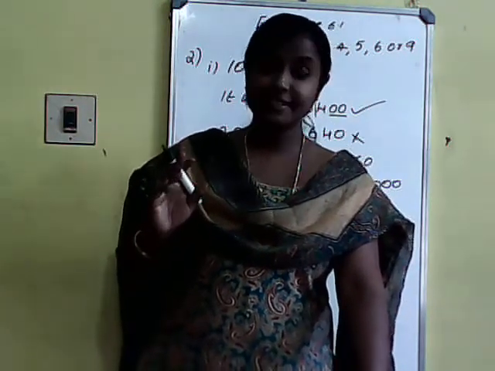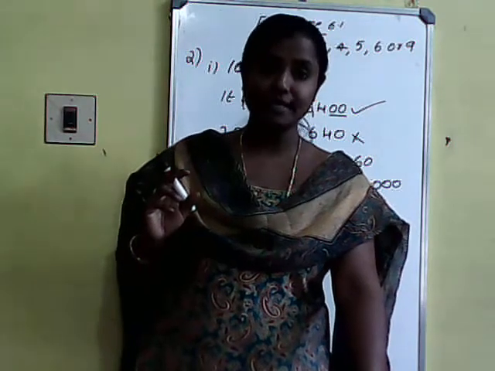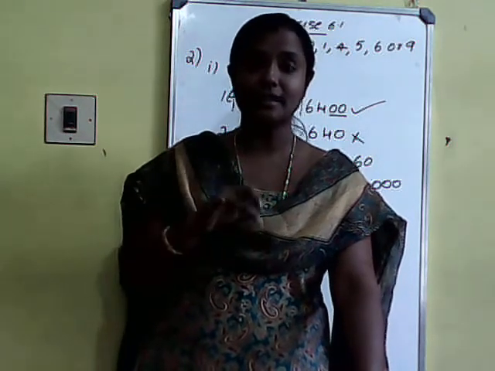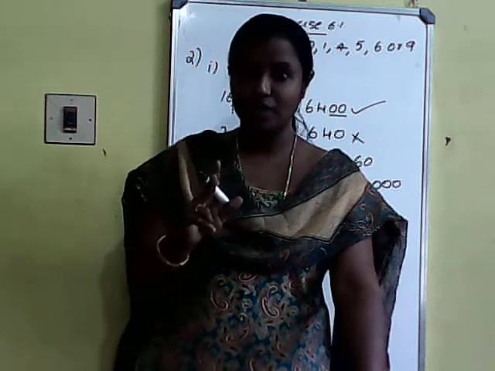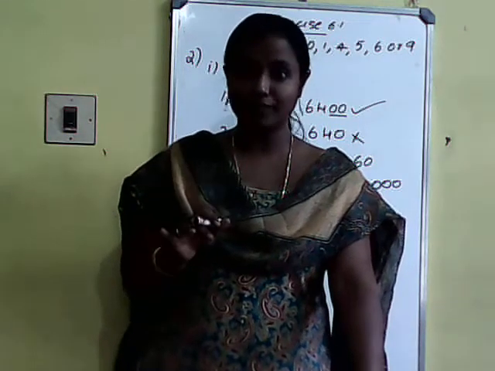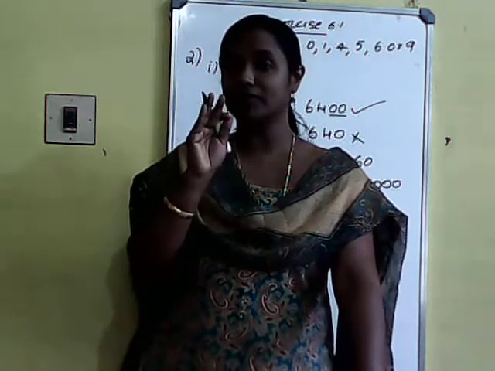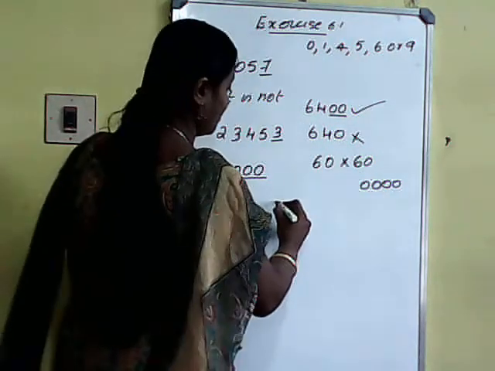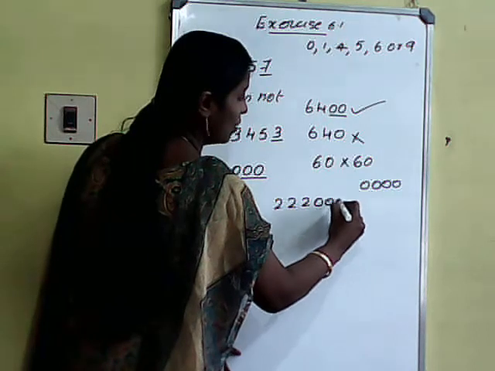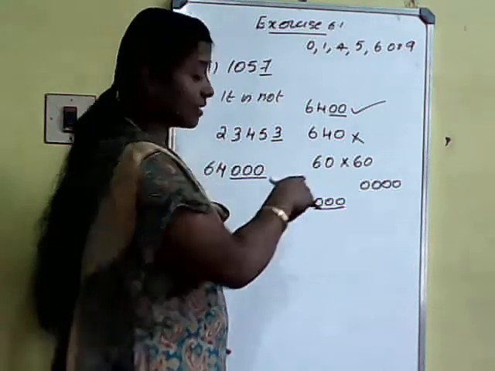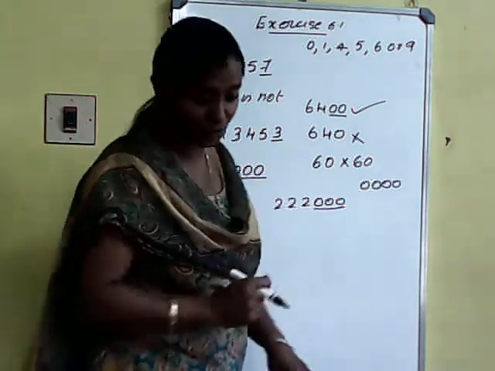That means the 6th question. 89,722. Again, this number ends with the units place as 2. So we can say that it is not a perfect square. Clear? Then the last, 7th question. Again, 3 zeros. 2, 2, 2, 0, 0. Okay. Here, an odd number of zeros is coming. That's why this is not a perfect square.